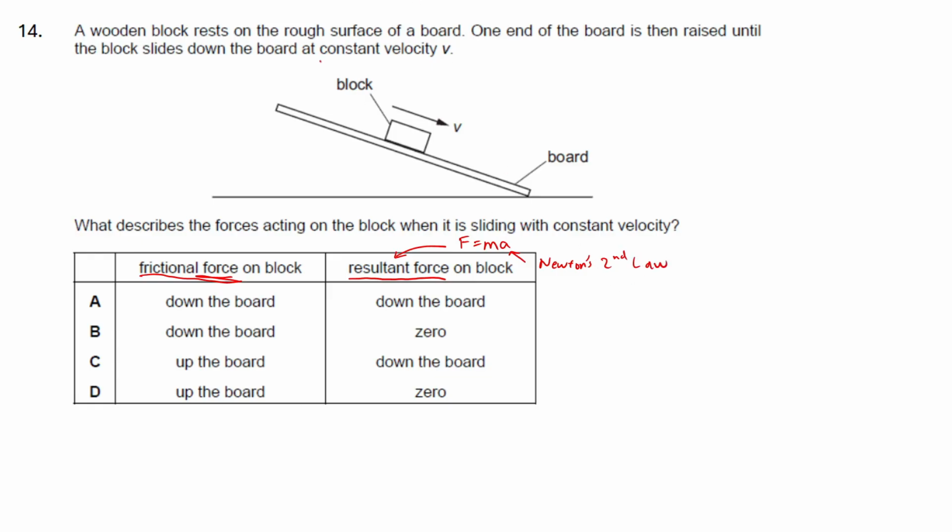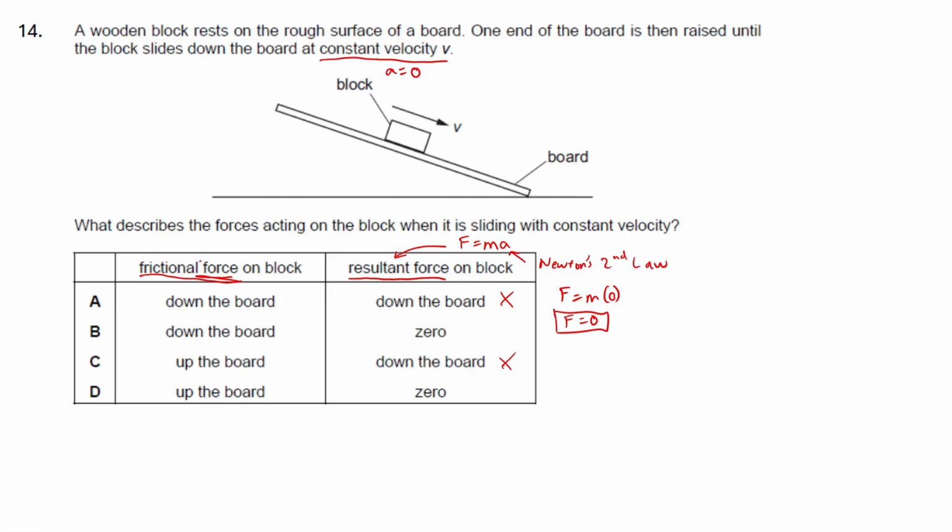But in the problem, it says that our object is actually moving at a constant velocity, which means that the acceleration is equal to 0. So if we look at here, no matter what the mass of the block is, our acceleration is 0, and thus F is equal to 0. So there's no way that A and C work, because they say that there is a resultant force, when in fact the resultant force is 0. So we only have B and D left.